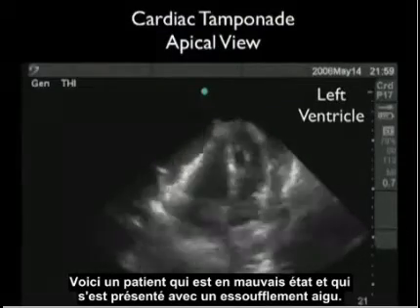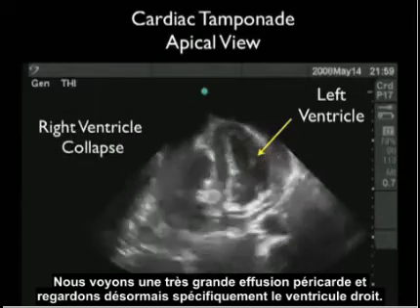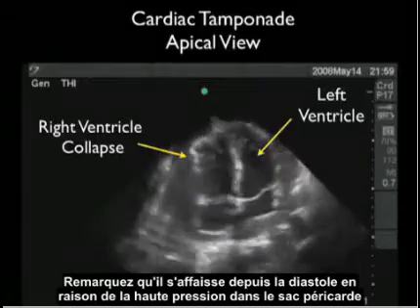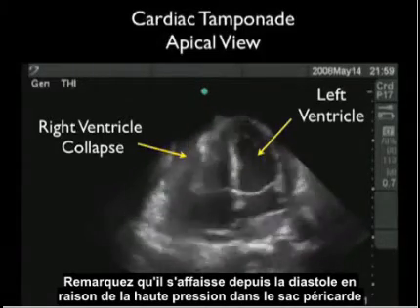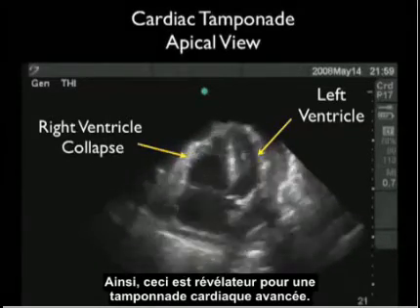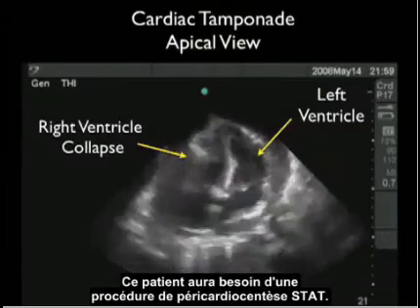Here's a patient who was in bad shape and presented with acute shortness of breath. We see a very large pericardial effusion, and let's look specifically at the right ventricle. Notice that it caves in during diastole due to the high pressure in the pericardial sac. Thus, this is indicative of advanced cardiac tamponade. This patient will need a stat pericardiocentesis procedure.